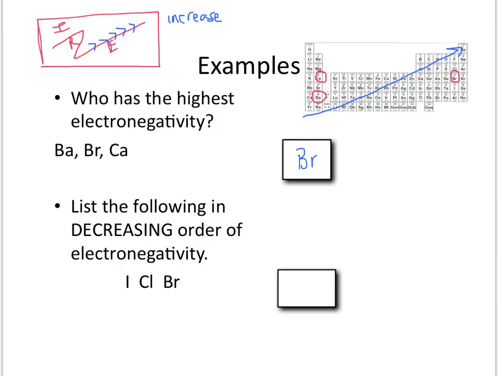Notice that that trend is very similar to the trend of ionization energy. They move in the same direction. The last example would be looking at I, Br, and Cl. That is a pure group trend, and we know as we go down, electronegativity is decreasing. We're getting farther away from fluorine. So if we had to put these in decreasing order, chlorine would be the greatest, then bromine, then iodine.